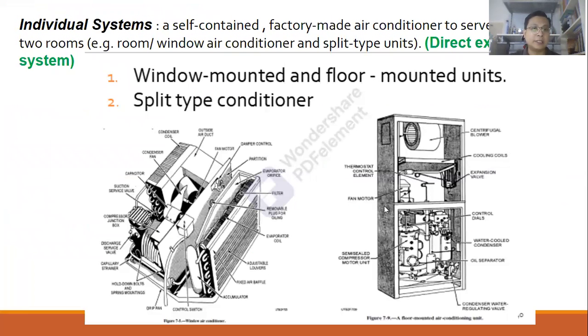So this one is the structure of the window and split unit. As usual, the basic components of the HVAC system should include at least four components: condenser, compressor, expansion valve, and evaporator, to construct one refrigeration cycle of an HVAC system.